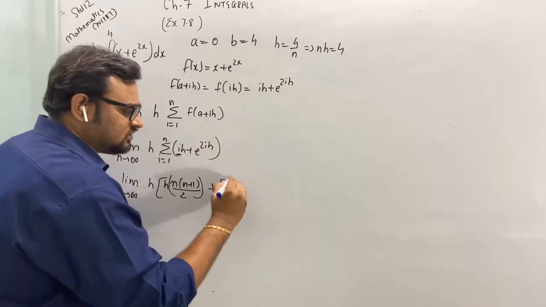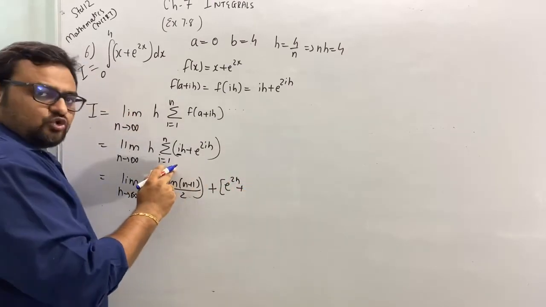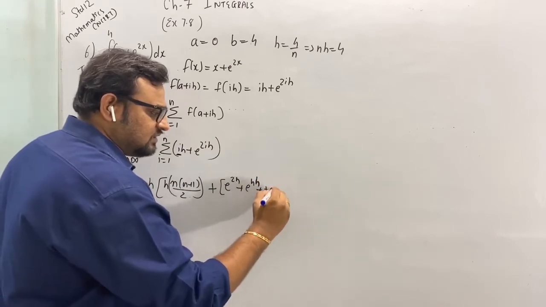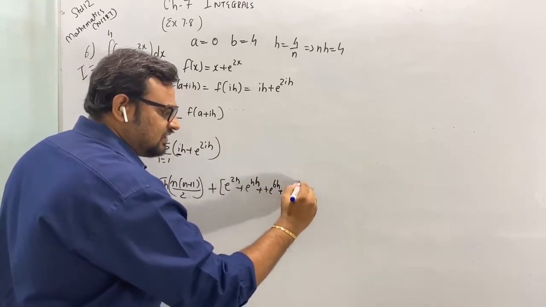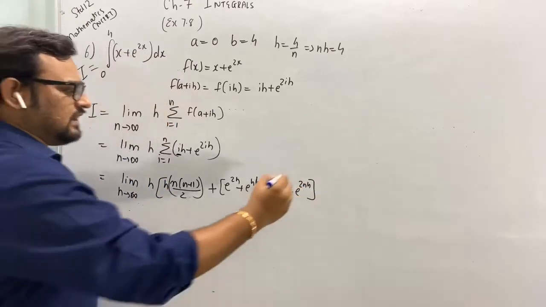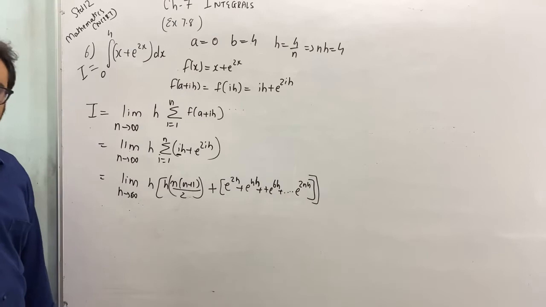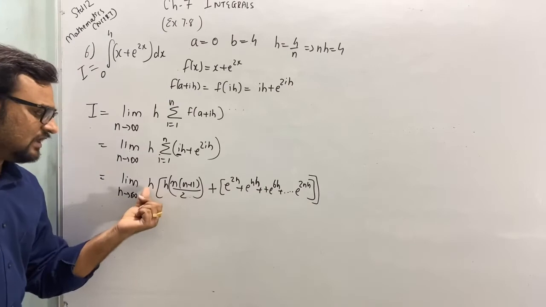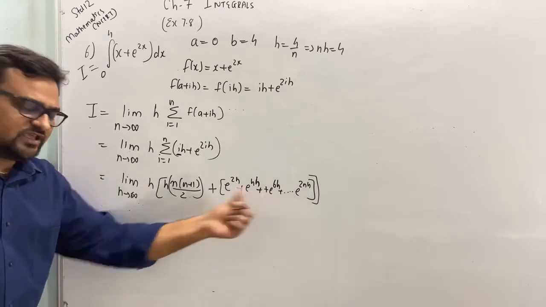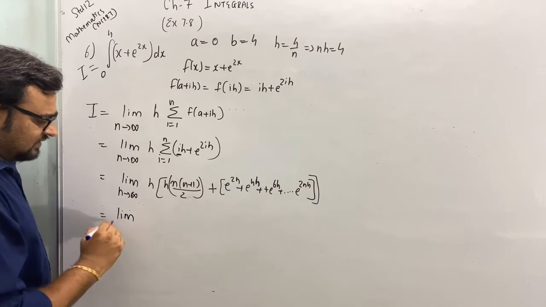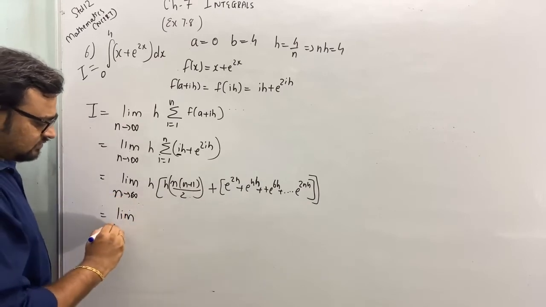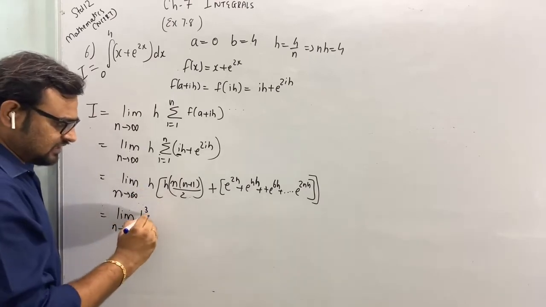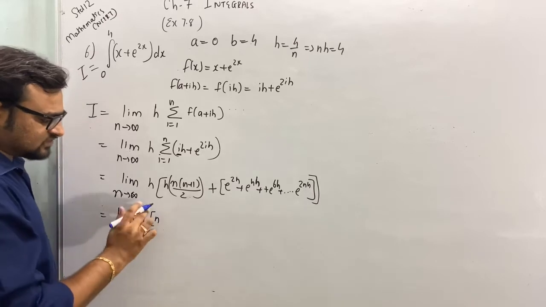Means e raised to 1 into 2 into 1 into h, 2h. I take i equal to 2, 2 into 2 is 4h, 2 into 3 is 6h. So finally e raised to 2nh. Clear? So now see what I will do. I will separate these two. I have to multiply this h here and this h here. So what I will do, limit n tends to infinity, h into h cube. Sorry, h square n.